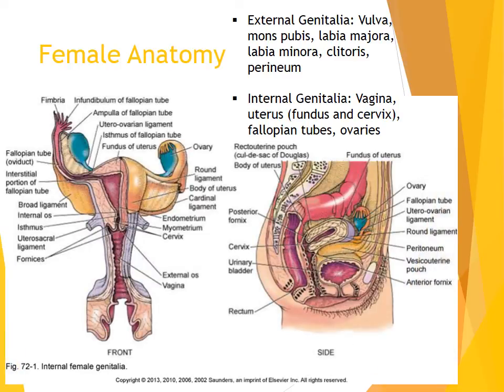Here pictured is a diagram of the female anatomy. You will need to refamiliarize yourself with the female reproductive anatomy. Remember, the external genitalia include the vulva, mons pubis, labia majora, labia minora, clitoris, and the perineum. The internal genitalia include the vagina, the uterus, which consists of the fundus and the cervix, fallopian tubes, and the ovaries. The vaginal pH is 3.5 to 5.